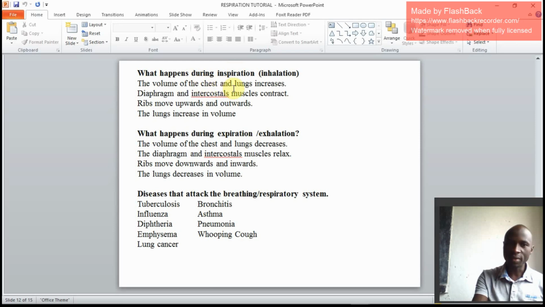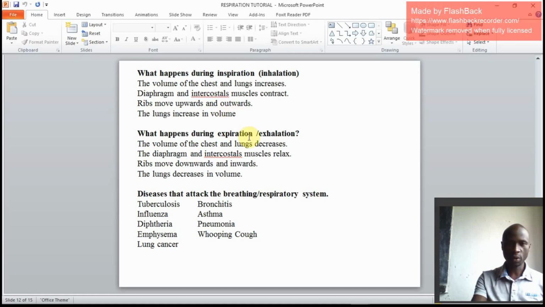What happens when we are breathing in? The volume of the chest and lungs increases. The diaphragm and intercostal muscles contract. The diaphragm contracts, that's why you see your chest moving up. The ribs move upwards and outwards to increase the volume, then the lungs inside increase in volume.